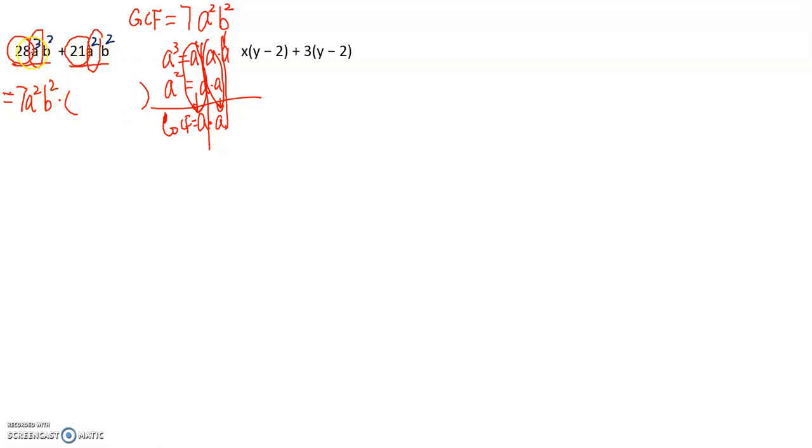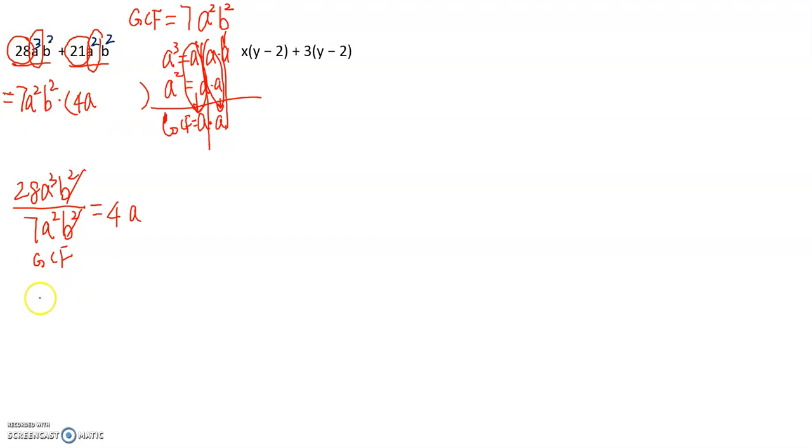The quickest way to do it is to take the original term, that's the first term, 28a cubed b squared, divided by the GCF we're going to factor out. We already talked about how to do division of monomials. So you're going to do 28 divided by 7, a cubed divided by a squared, that gives us a, and b squared divided by b squared, they cancel each other. So we get 4a for the first part.